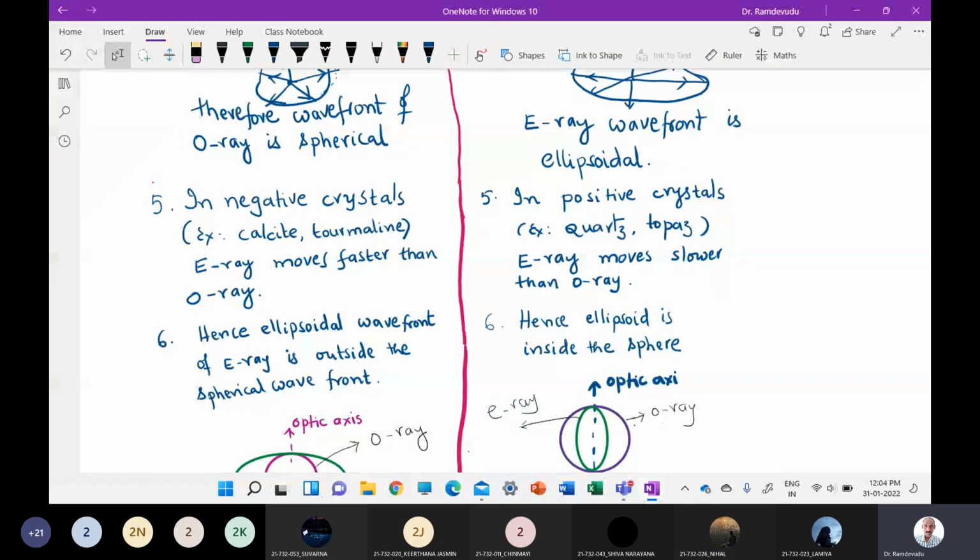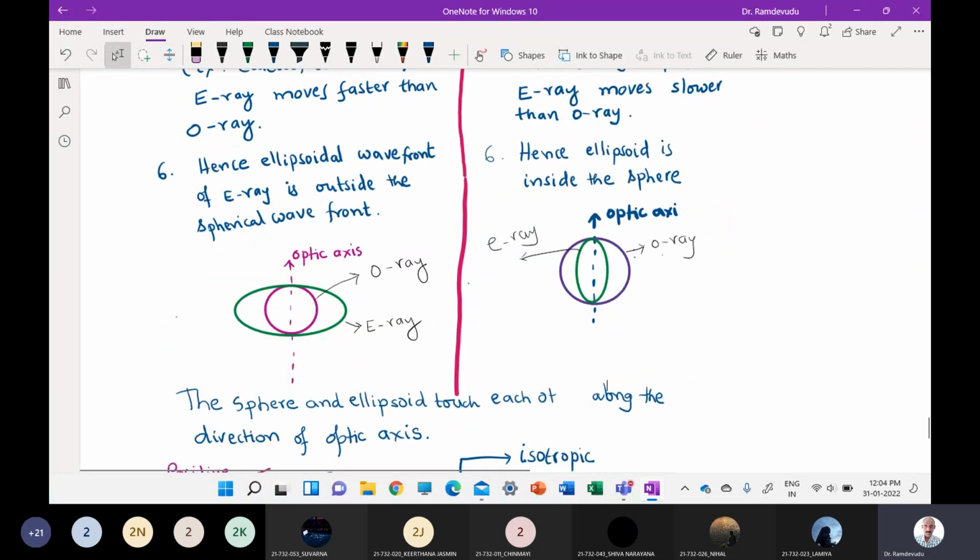So as the E ray is moving faster here, the condition is that along the optic axis they should have the same velocity. Therefore, from the center, from this point, both E ray and O ray are traveling with the same velocity. Therefore, they touch each other along the optic axis because their velocities are the same. But in other directions, the O ray covers the same distance in all directions, therefore it is spherical. But the E ray moves faster in some directions, therefore it is an elliptical wavefront.